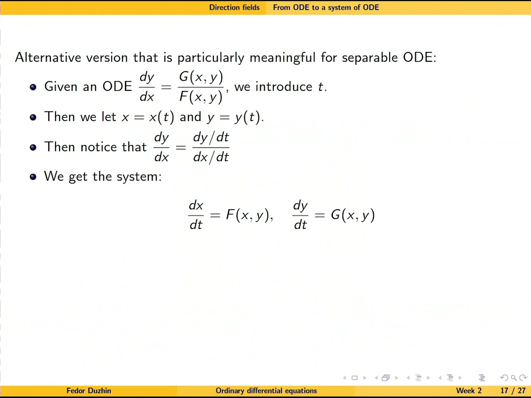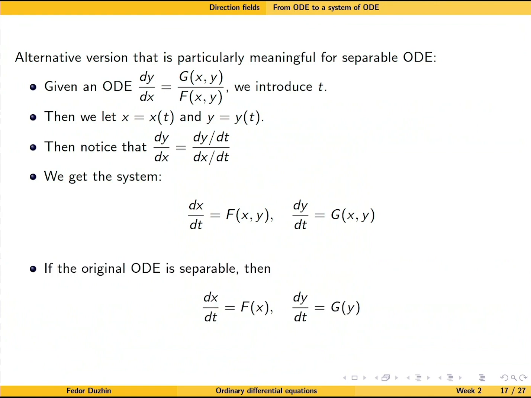But what if g were a function of just y, and f were a function of just x? So what if initially we didn't have this and we didn't have this, which means the original ODE is separable, then what we get is something like this. For the time being, you don't really have to understand it very deeply, and the process is not really something new. But it is going to be important much later in the course, when we are going to apply this to solve certain systems of differential equations. Of course, I will remind you about how this is done.